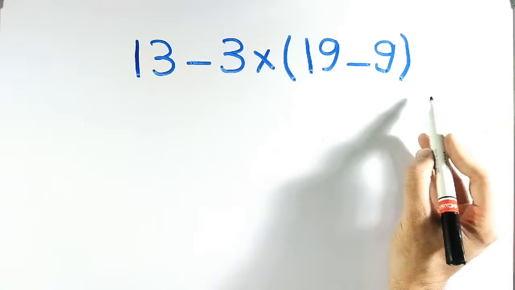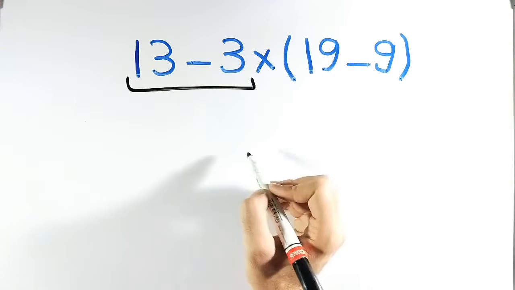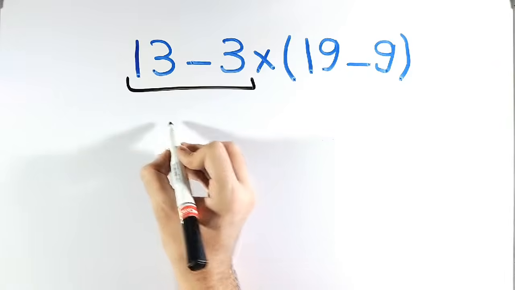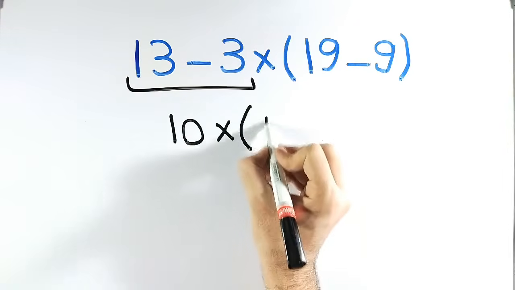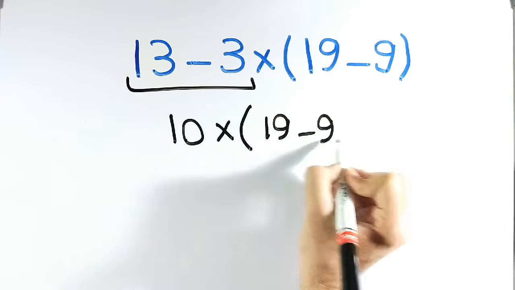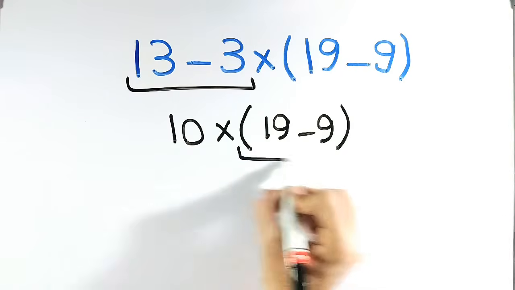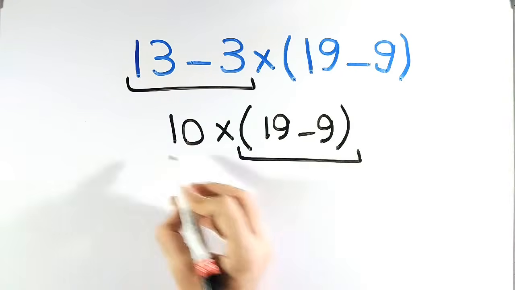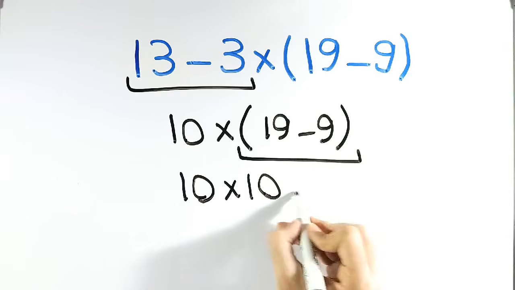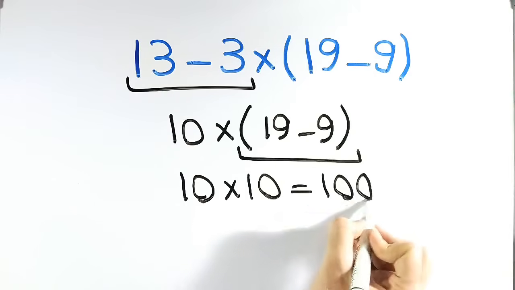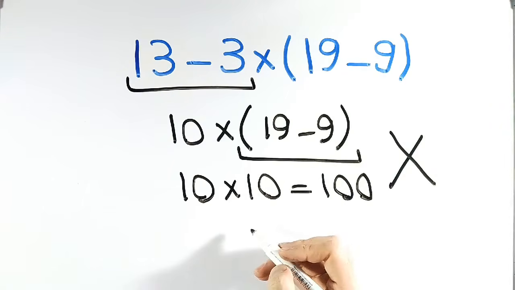Many people when solving this question first go for the subtraction between 13 and 3 and instead of this expression they write 10 multiplied by open parenthesis 19 minus 9 close parenthesis. In the next step, they go for the expression inside the parentheses and write this expression as 10 multiplied by 10, which finally gives them the answer 100. However, it's not the correct answer to this question.